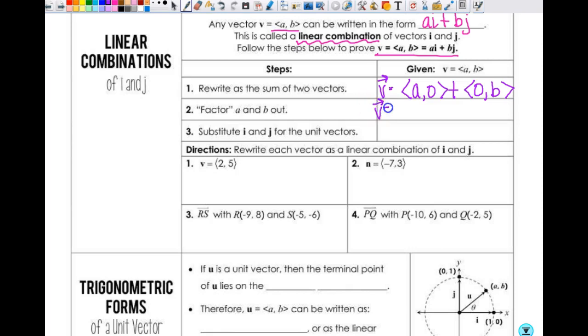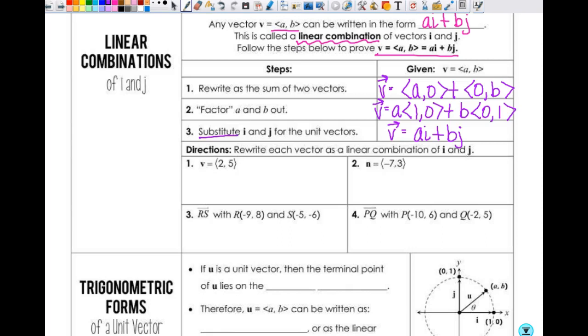So vector v can be equal to a times ⟨1, 0⟩ plus b times ⟨0, 1⟩. And again, at every step, I should be able to go backwards and end up where I was. So if I take this a and distribute it in there, I'd end up with this. Take the b and distribute it, I'd end up with this. So now since we have defined i and j as these two vectors here, when I substitute them, vector v is just a times i plus b times j. There's a little proof. Okay? What questions do you have?